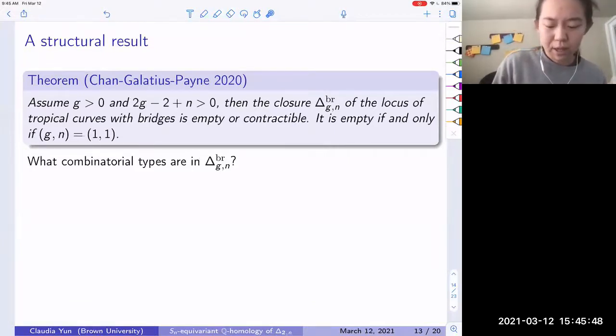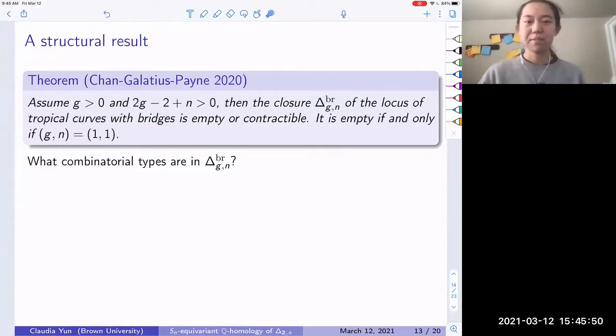And a bridge in graph theory means an edge in a graph whose deletion will disconnect the graph. And here we use it in the same sense. And at this point, maybe I will say a little bit about what combinatorial types go into the bridge locus, so that we can see, when we are doing the relative version, the relative homology, what generators we would still need to consider.